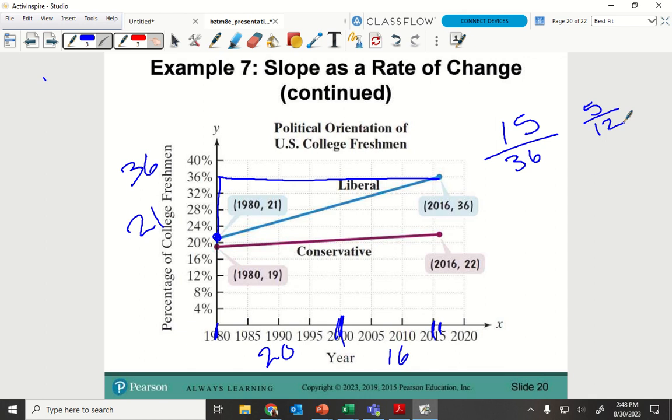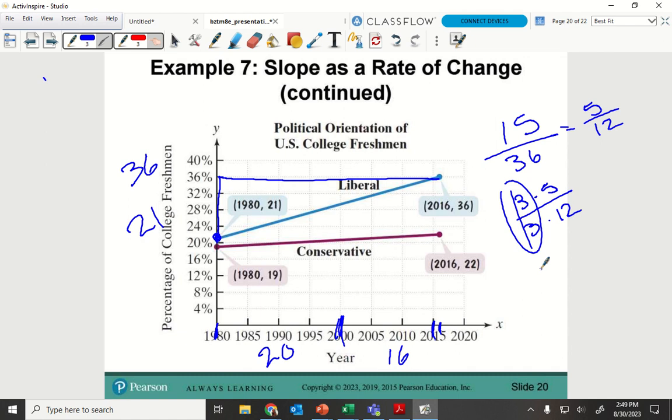That makes sense? 5 over 12. It reduces the fraction. If you divide this one by 3, you get 5. Divide this one by 3, you get 12. Isn't 15 3 times 5? Isn't 36 3 times 12? So what this is doing is reducing my fraction by a factor of 3. It just reduced the fraction.